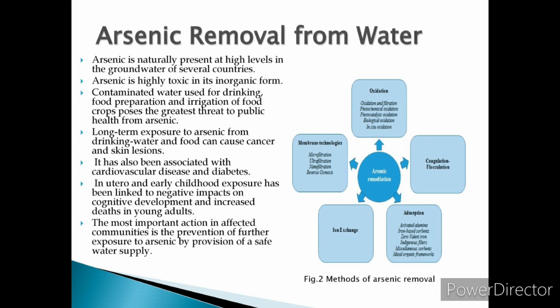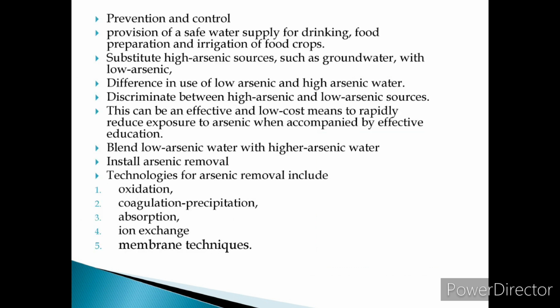In utero and early childhood exposure has been linked to negative impacts on cognitive development and increased deaths in young adults. The most important action in affected communities is the prevention of further exposure to arsenic by provision of safe water supply for drinking and food preparation. What we can do is substitute high arsenic sources such as groundwater with low arsenic, microbiologically safe sources such as rainwater and treated surface water.